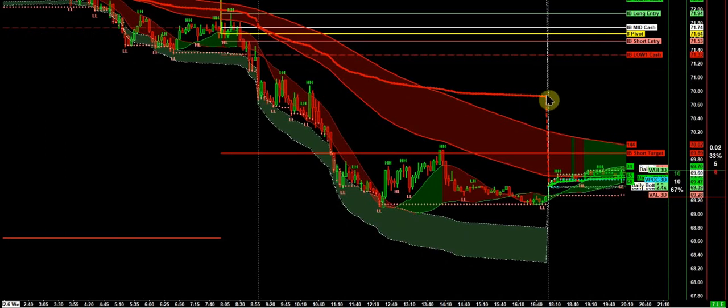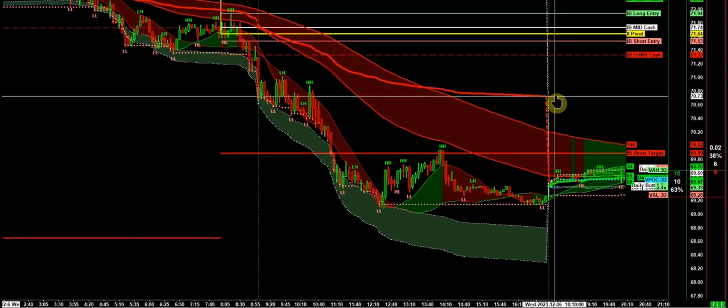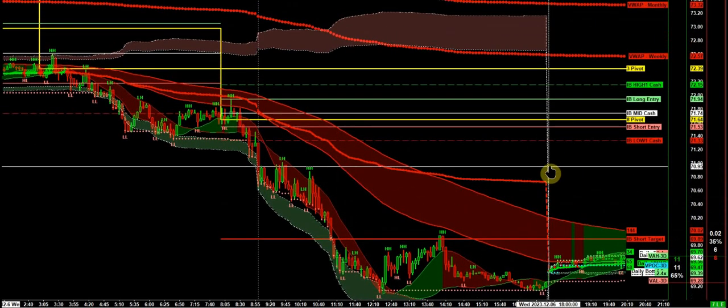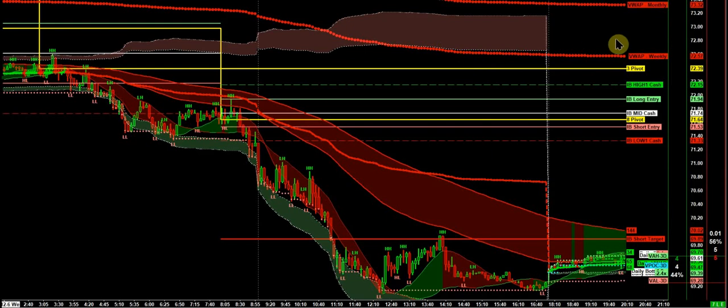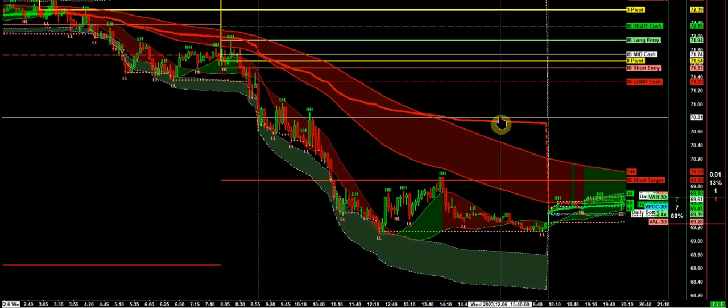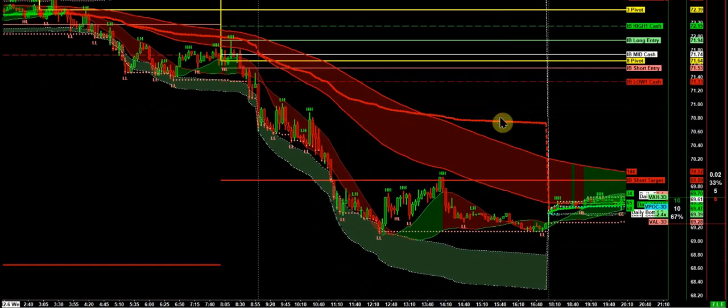Here's where VWAP was. So we would initially be targeting that 70.73 area up here at VWAP. We would be targeting that, and we're targeting the weekly VWAP to the upside if it goes up here. But you might want to wait until 3 o'clock and see how things work out. Anyway, I hope this has been helpful and informative.